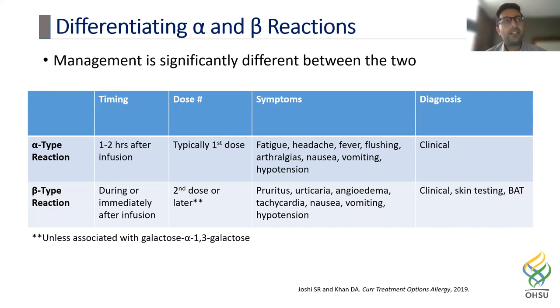So when we think of, again, the categorization, understanding which are alpha and which are beta does provide us some help in making our recommendations. Why that's important is that these alpha type reactions are usually not immediate. They happen an hour or two after the infusion starts, or even after the infusion is done. They most commonly occur with the first dose. We see this all the time with rituximab. You get the fatigue, the headache, the fever, flushing, arthralgias, vomiting.